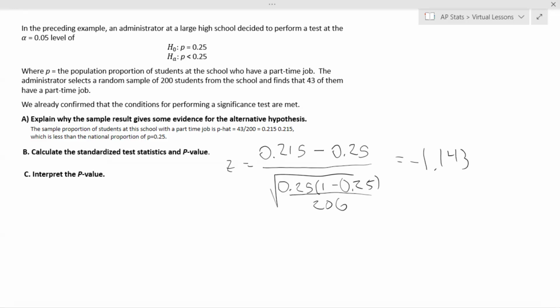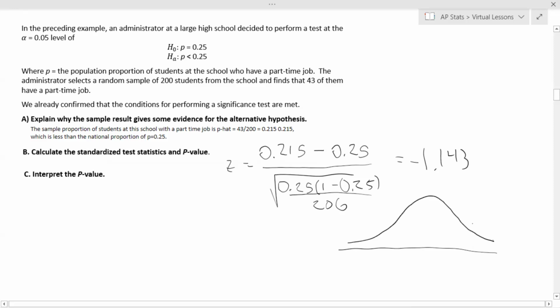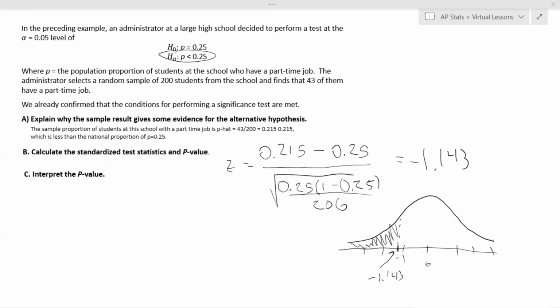So if we think in terms of a graph here of the normal distribution, okay, here's 0, 1, 2, 3, negative 1, 2, 3. Negative 1.143 is going to be right here. And since we are doing a less than, we want to know the probability of getting that result or less.